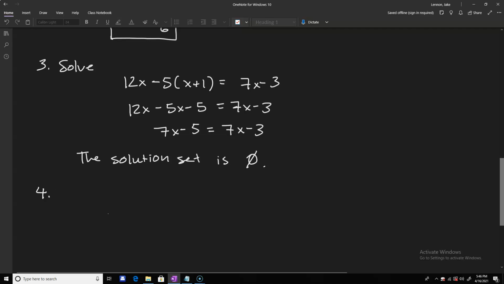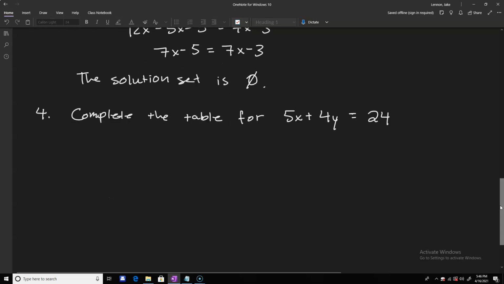So let's go ahead and maybe look at another linear equation. Let's say complete the table for 5x plus 4y equals, let's say, I don't know, 24, something like that. So I have to give you a table. So let's say we have x and we have y, and you know some values of one, and you want to know the values of the other.